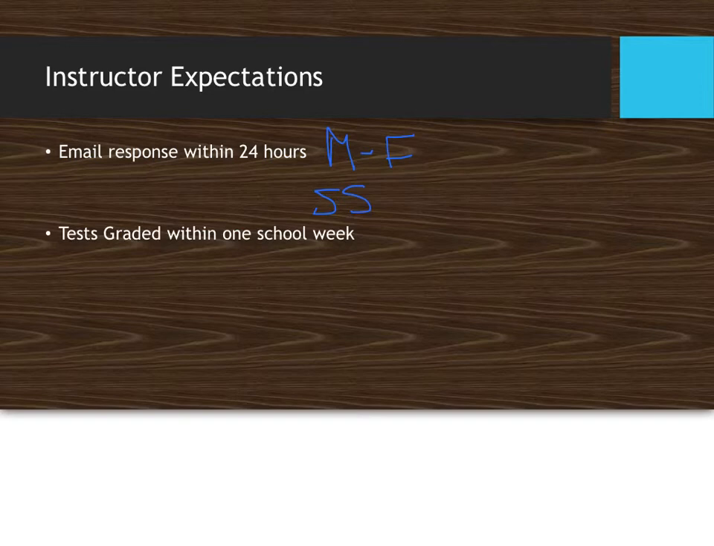Okay, Saturdays and sometimes Friday nights don't work that way, but I tend to check email multiple times, most every day during the school week. Okay, so maybe that's what I should say: email response within 24 hours during the school week. If it's on the weekend, then it might take me like 48 hours to get to it.